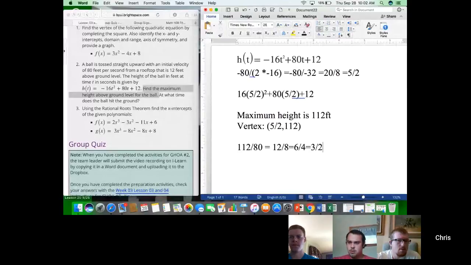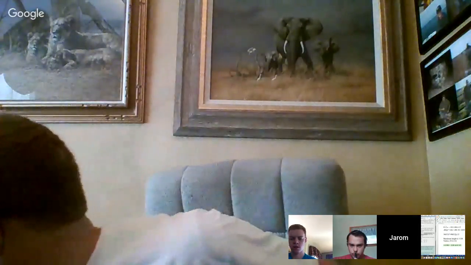Distance equals... Oh, but it says they throw it from a rooftop that is 12 feet above the ground, and so if it's hitting the ground, we have to factor in the 12 somehow. But I don't know how to do that. Right, so the 12 is already factored in with the plus 12 as the y-intercept. It's already over there.